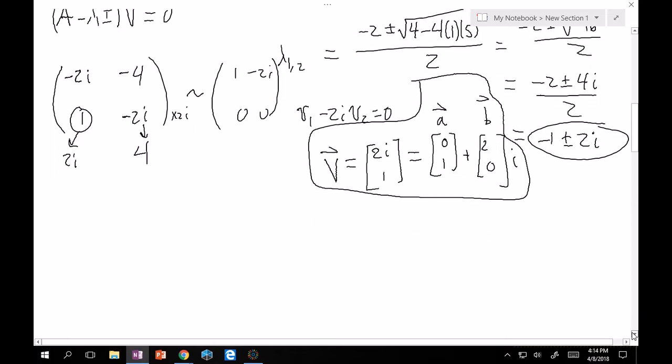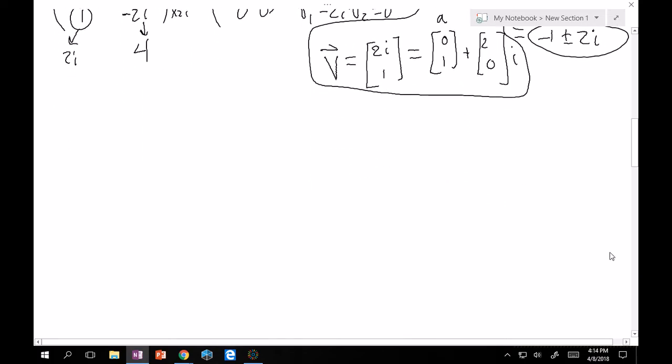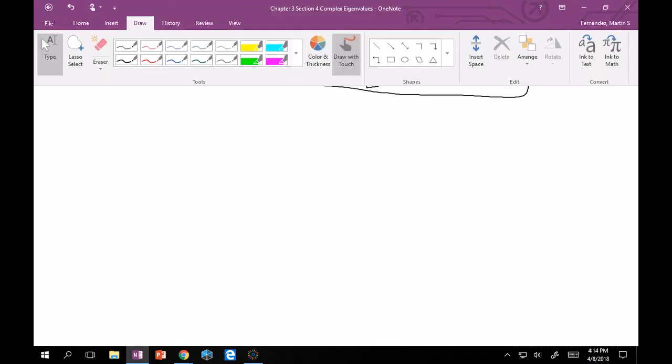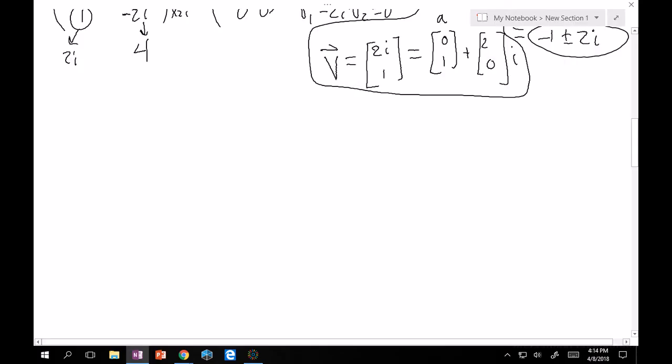Okay. So now we apply Euler's formula. So we ask ourselves, what is e to the lambda t? So my lambda that I chose here was minus 1 plus 2i. So let me write that down. Minus 1 plus 2i times t. This is really just e to the minus t times e to the 2i t.